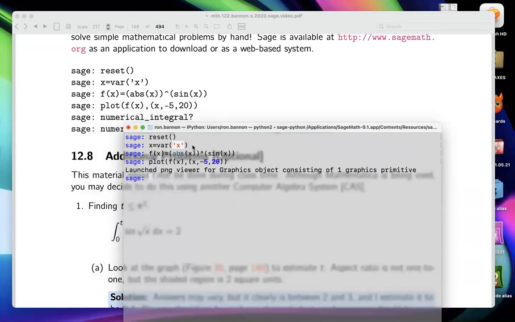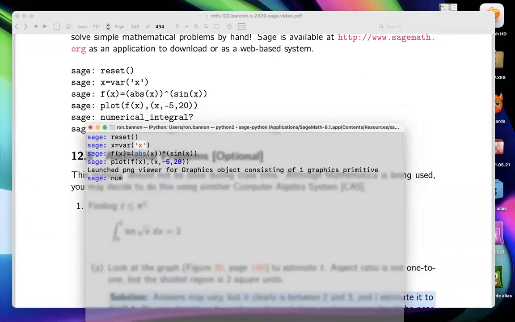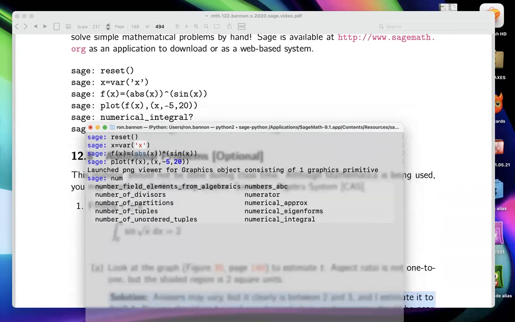And what are we going to do? I'm going to type in NUM, and then I'm going to hit the tab button. And I want to see what comes up. A lot of things come up, and one thing I noticed that comes up is numerical integral. So I'm going to scroll down to that.